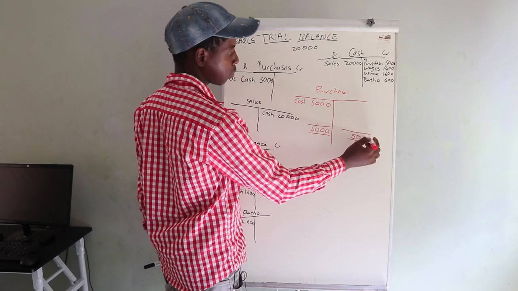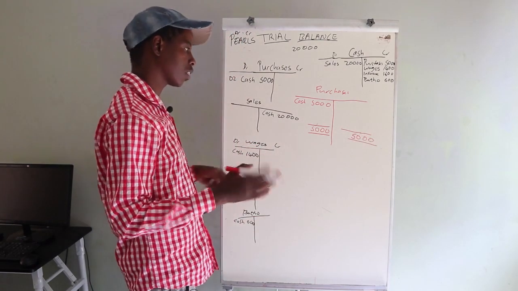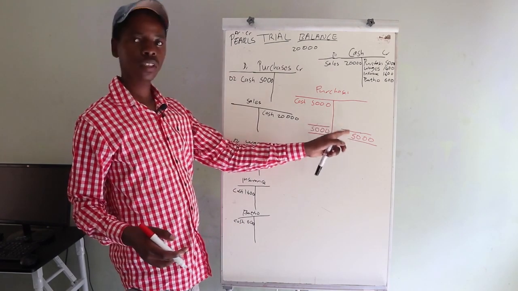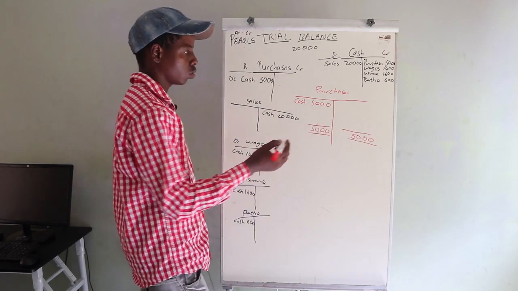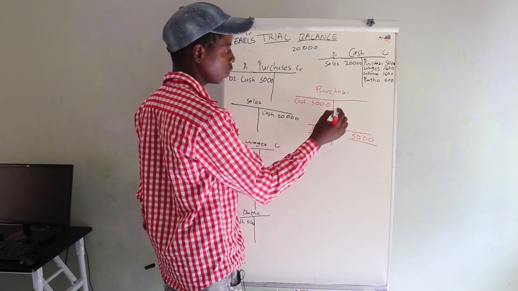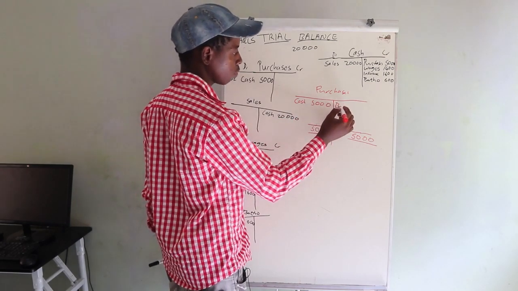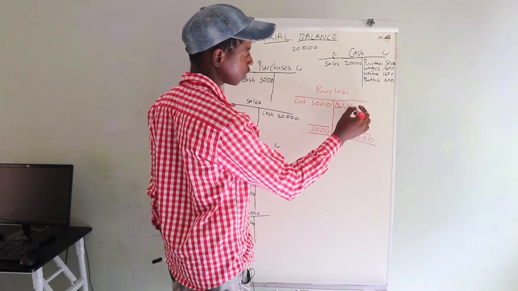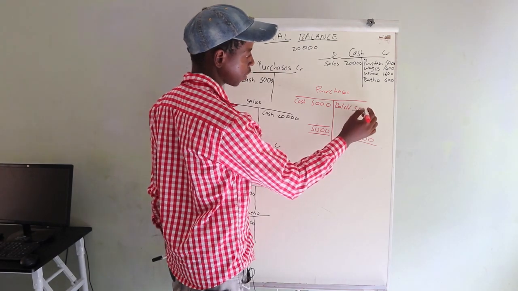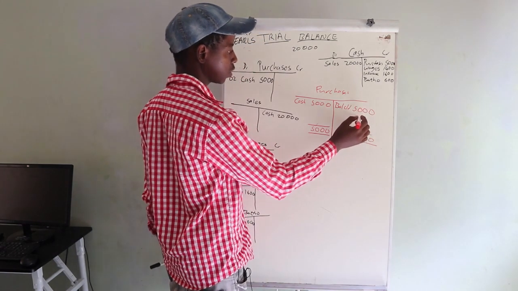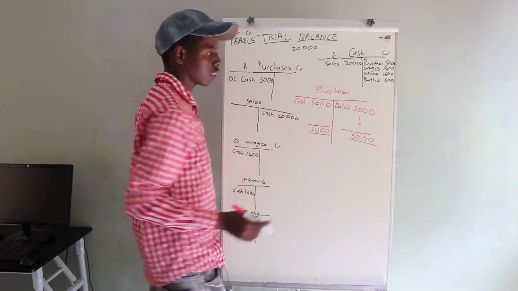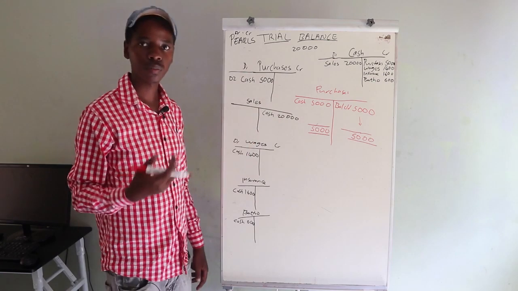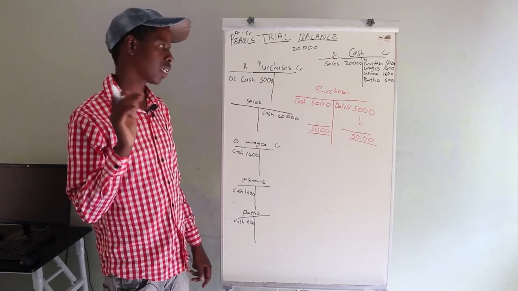Remember, we are balancing, right? When we balance, we make things equal. So this is equal to this. So we have to write something, right? So since here we wrote cash, here we're going to write balance carried down, right? And then we write 5,000. This 5,000 is the one that comes here, right? And then we're not finished. We wrote balance carried down. Now we need balance brought down.